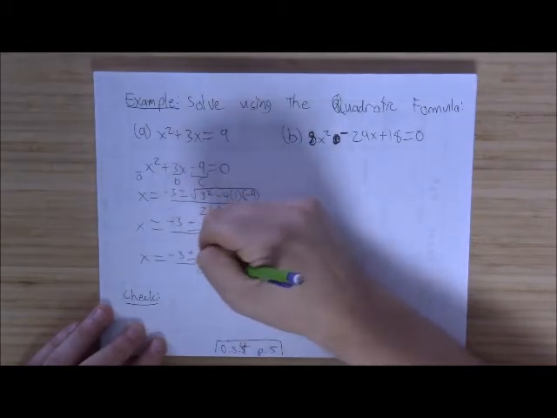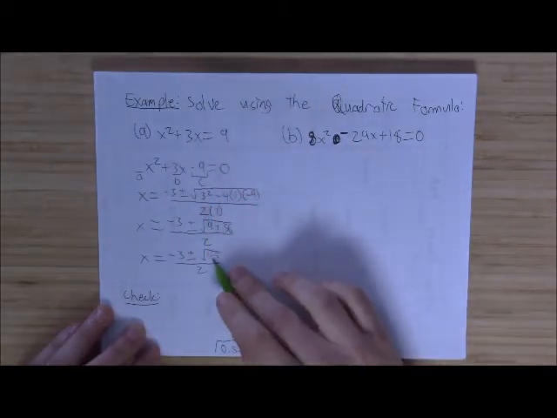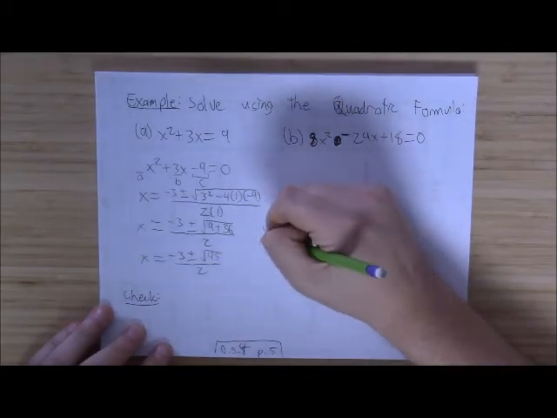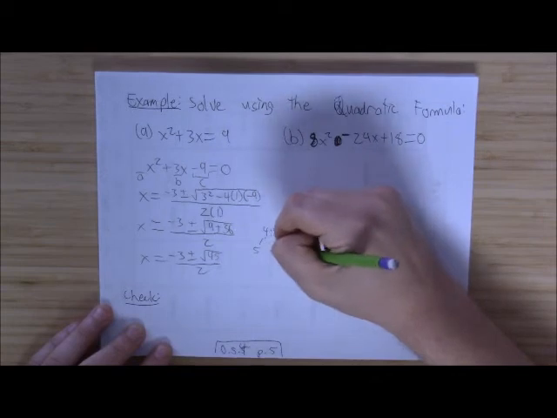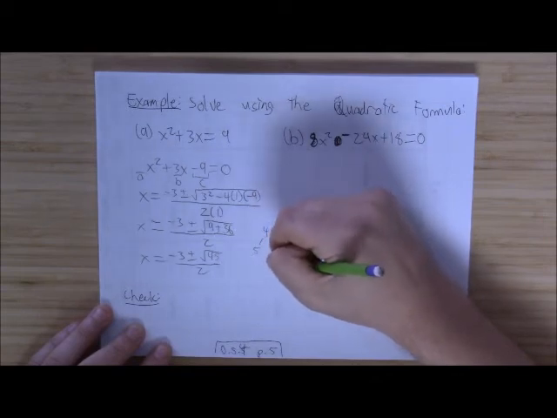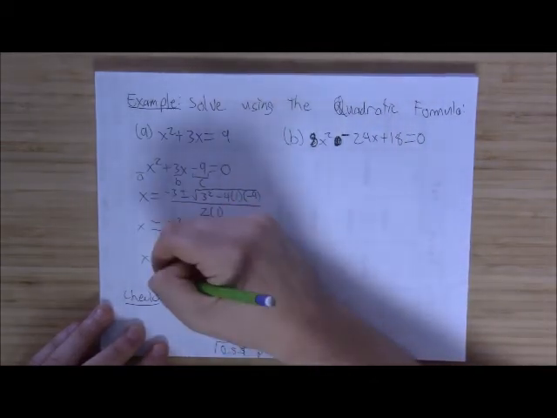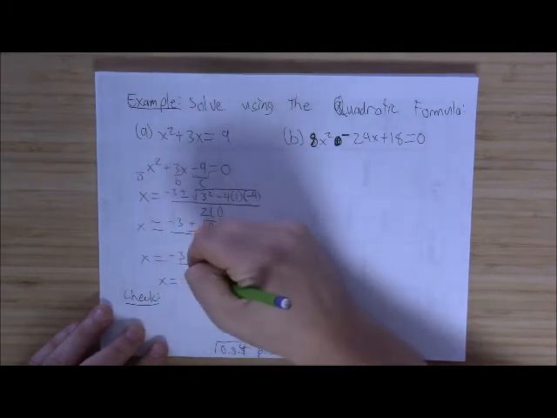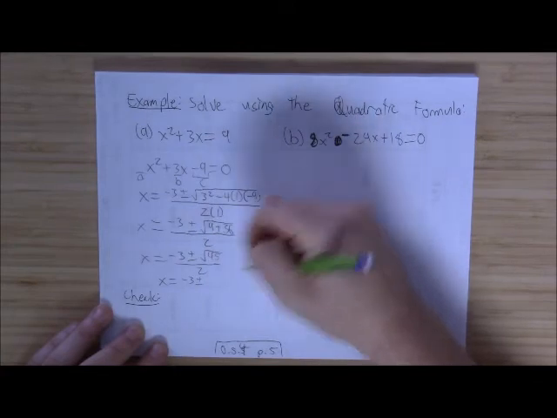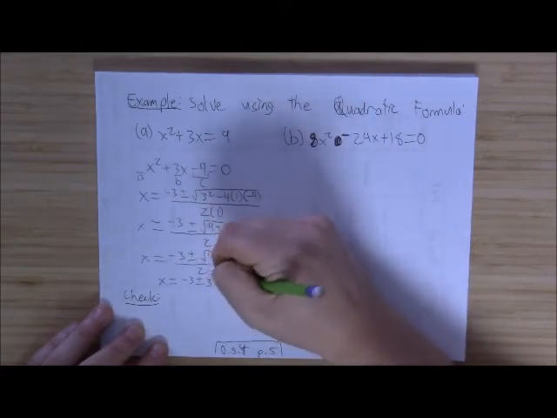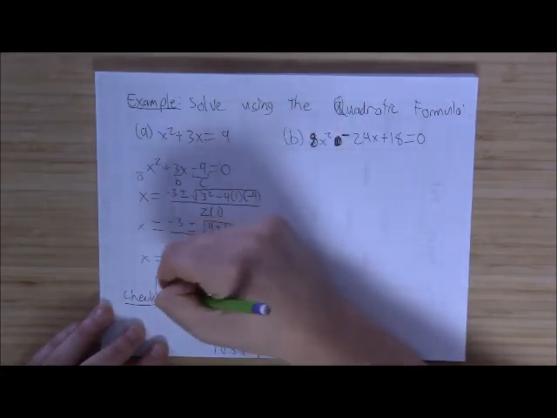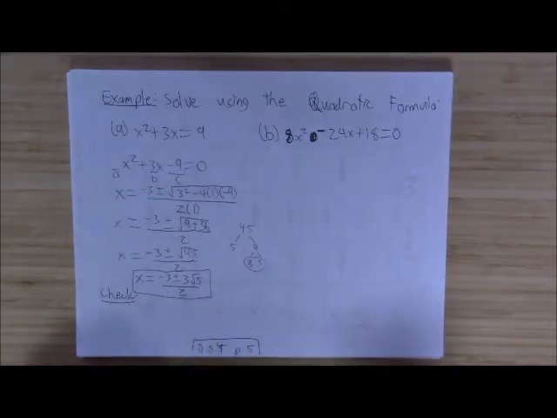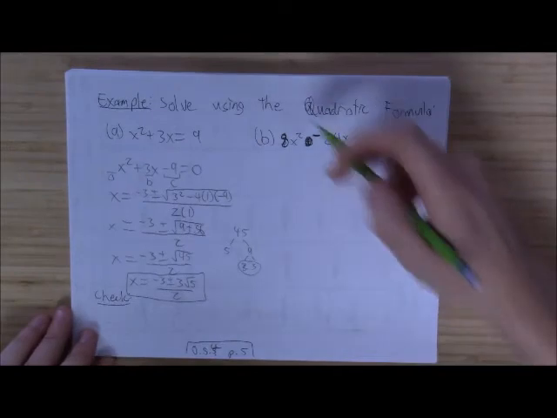And now we should try to reduce this radical if possible. We have 45 factors into 5 and 9, so 3 and 3, so we can pull out a 3. So the final solution should be x equals negative 3 plus or minus 3 times the square root of 5, over 2. So I'll leave it to you to check that the solution works. Let's go ahead and proceed to this example.